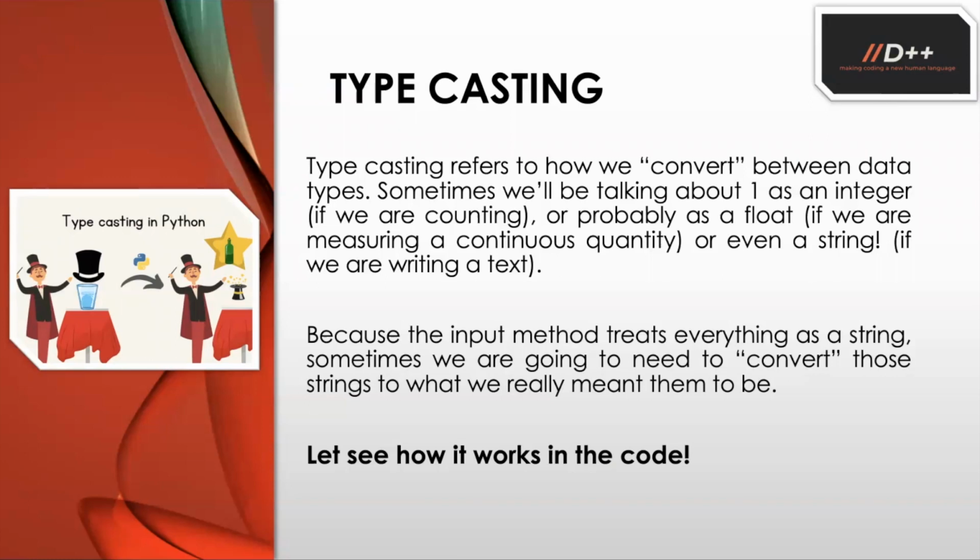Or, for example, today we're going to develop software that is able to calculate the average between numbers. Because everything that the input function receives is converted into a string, if we don't convert those strings into numbers, we're not going to be able to add them to calculate the average. That is super important to learn when you are learning to code. So now let's see the code.